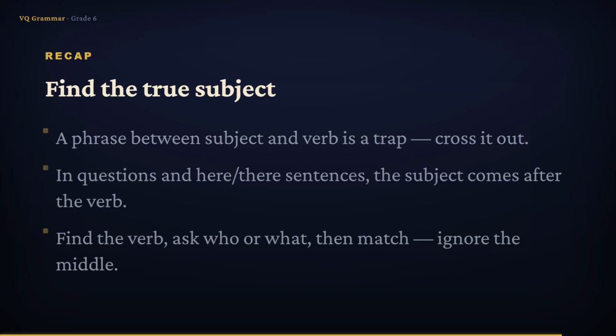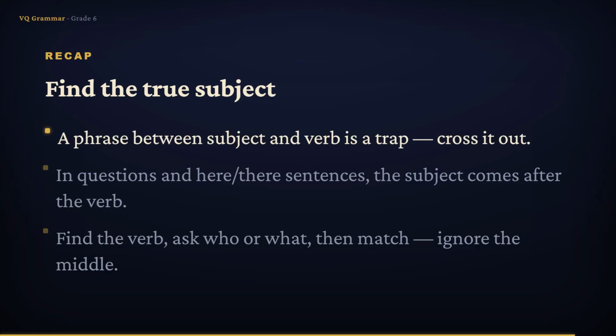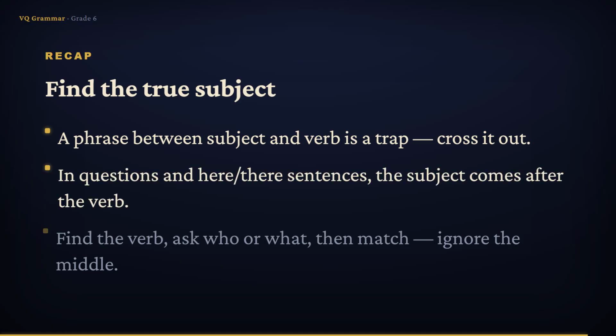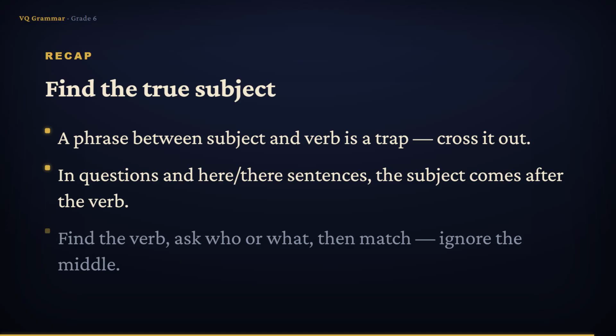Let's wrap up. To make a verb agree, you first have to find the true subject. And today you learned exactly where subjects like to hide. A prepositional phrase between the subject and the verb is a trap, so cross it out. In questions and in sentences that begin with here or there, the subject comes after the verb, so flip it into a plain statement. Then just find the verb, ask who or what does it, and match, always ignoring the phrase in the middle. That wraps up our batch on subject-verb agreement.